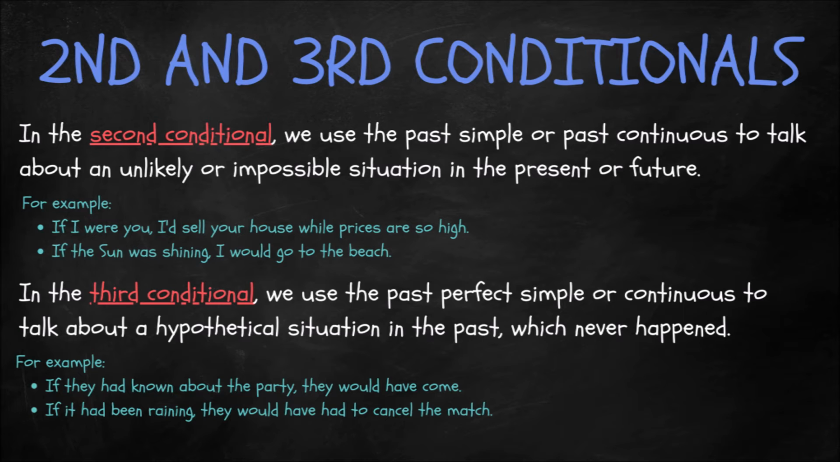Now, in the third conditional, we use the past perfect simple or continuous to talk about a hypothetical situation in the past, which of course never actually happened. For example, if they had known about the party, they would have come. The reality is they didn't know about the party, so they didn't go.